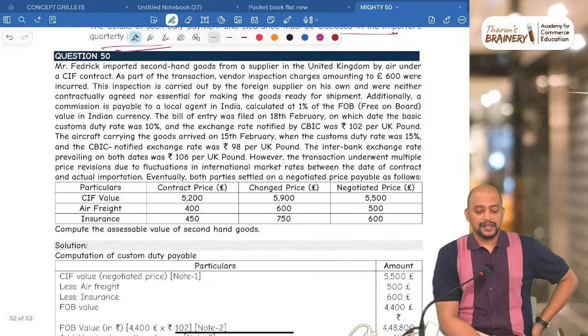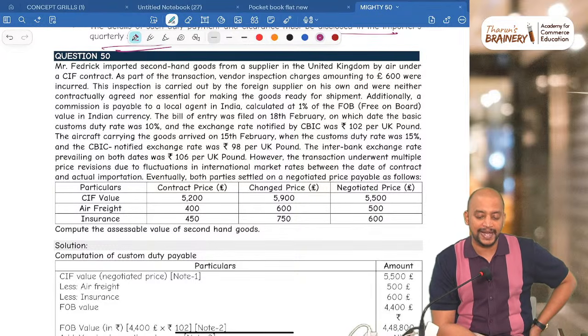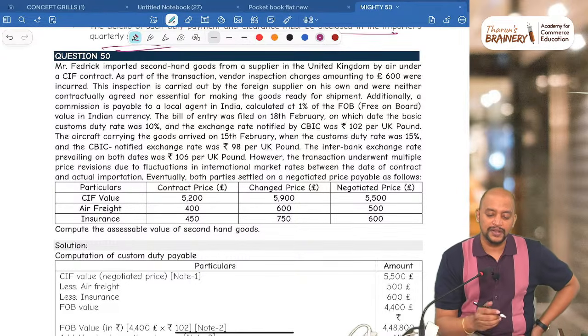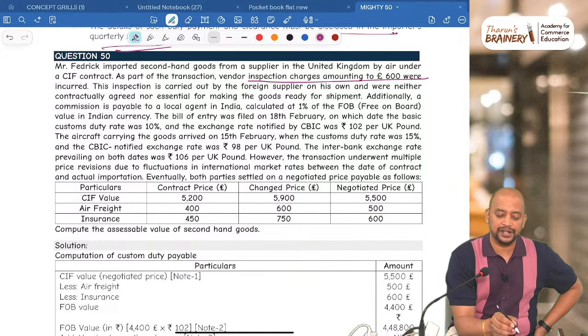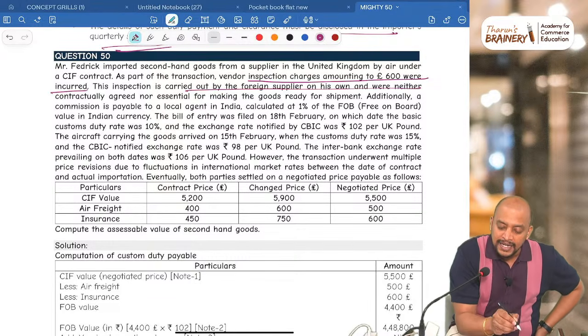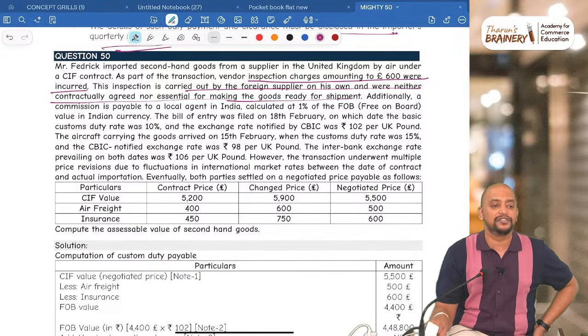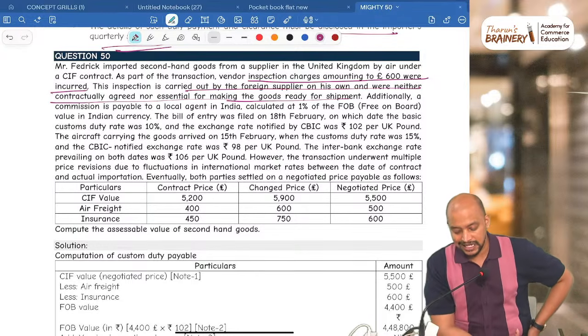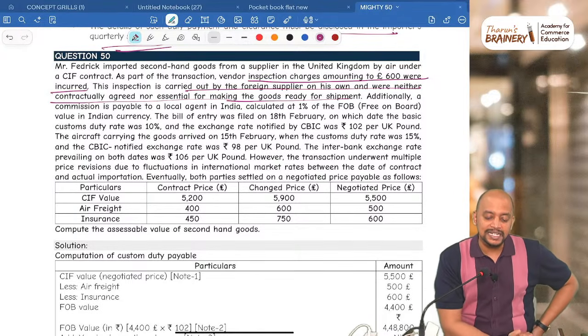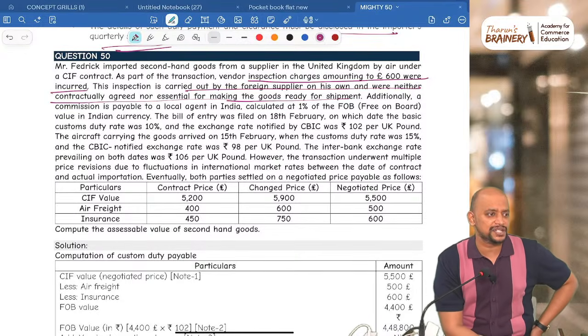Last question. Mr. Frederick imported second-hand goods from a supplier in UK by air, under a CIF contract. As a part of the transaction, vendor inspection charges amounting to £600 were incurred. This inspection is carried out by the foreign supplier on his own and was neither contractually agreed nor essential for making the goods ready for shipment. Definitely it will not be included. First of all, it is incurred by the supplier on his own account and it was never charged to the recipient. When it is never charged to the recipient, why will it be included in the value? It will not be included in the value.